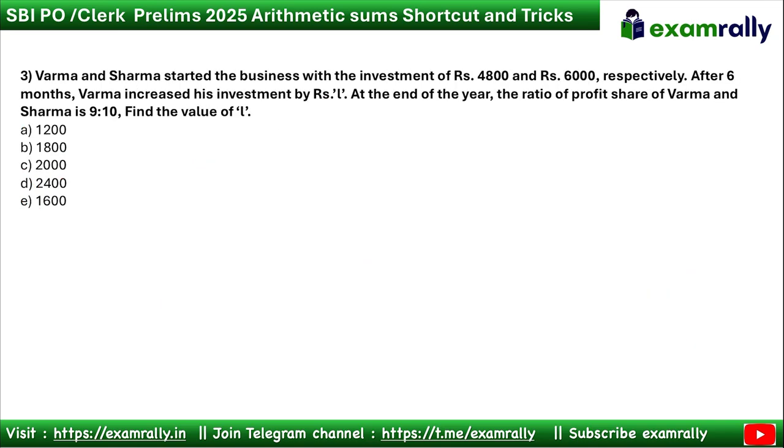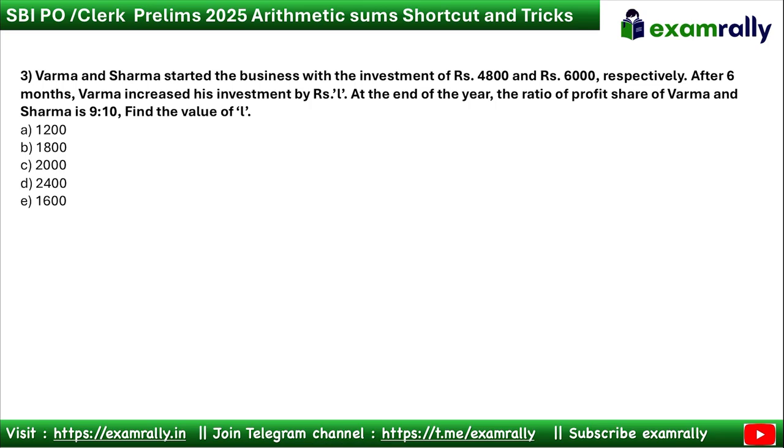Okay. Next one. Verma and Sharma started a business with investments of rupees 4,800 and rupees 6,000 respectively. After 6 months, Verma increased his investment by rupees L. At the end of the year, the ratio of profit sharing of Verma and Sharma is 9:10. Find the value of L. See, this question is based on partnership.